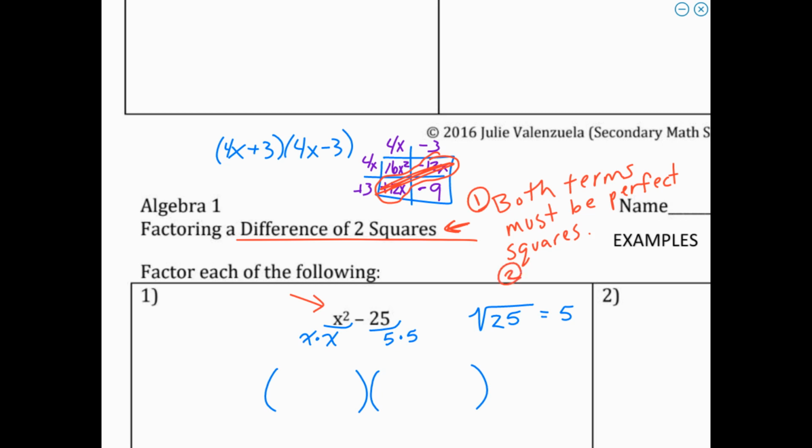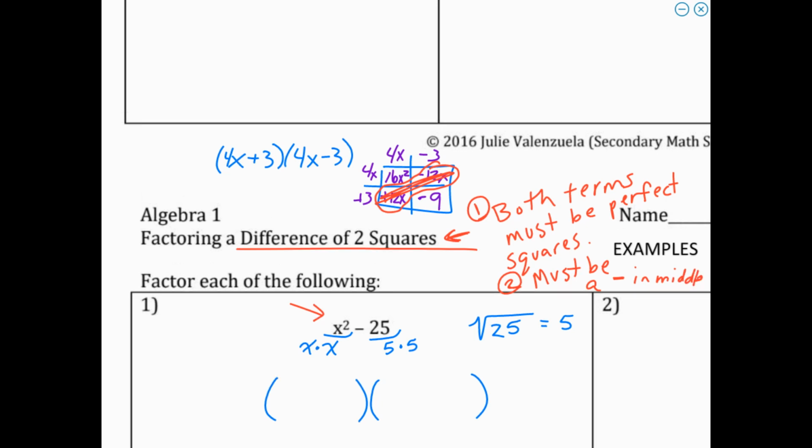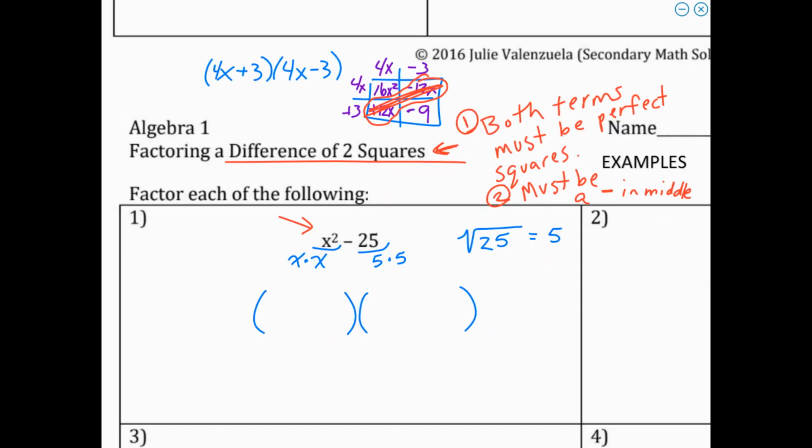The second thing is there must be a minus in the middle. If both of those things are not true, then it is not a difference of squares. So once you've determined if both of your terms are perfect squares, then you need to decide, is there a minus sign in the middle?